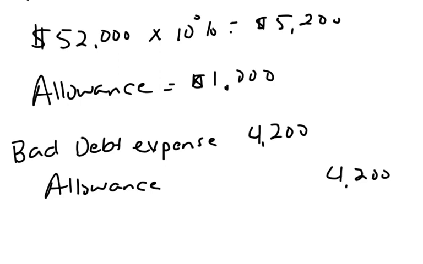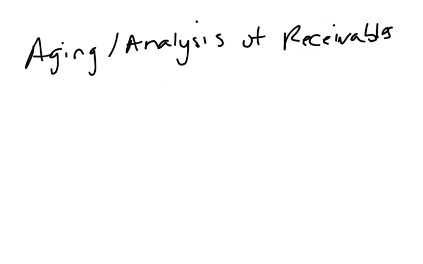Now the third way we can adjust this is by using an aging or an analysis of receivables. It is similar to percent of receivables, but it gets more specific with the types of accounts we have. What happens with aging or analysis of receivables is you'll take your entire accounts receivable.